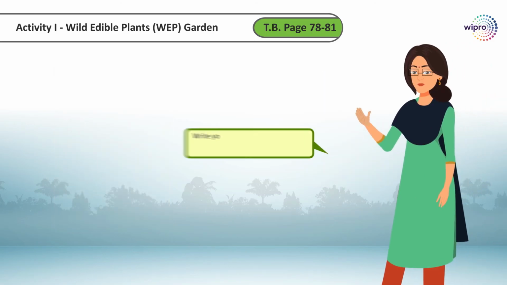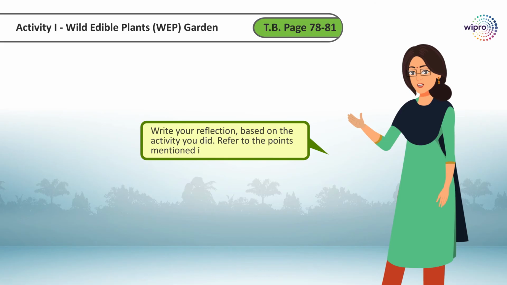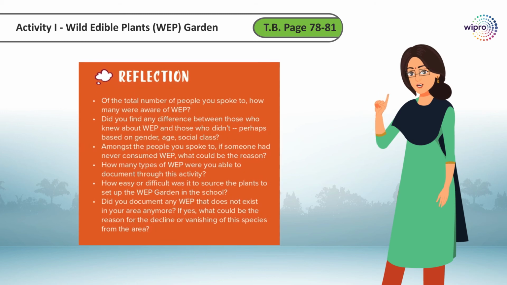Lastly, write your reflection based on the activity you did. Refer to the points mentioned in the booklet, for example, how many people you spoke with were aware of WEP. Did you find any difference between those who knew about WEP and those who didn't? Perhaps based on gender, age, social class. Amongst the people you spoke to, if someone had never consumed WEP, what could be the reason?